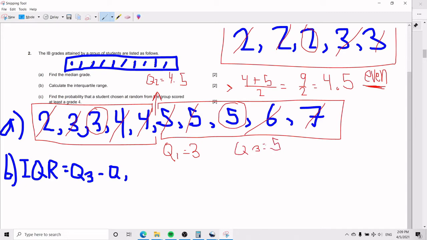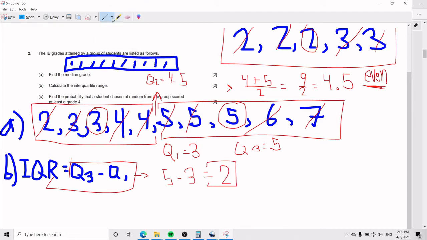Plugging that into the IQR formula, which is shown in the formula booklet, we end up with the IQR being 5 minus 3. And we know that the interquartile range has to be 2. So that is how you do part B.